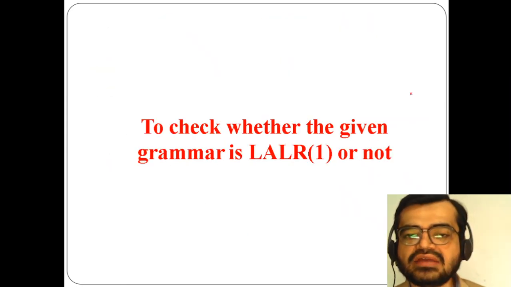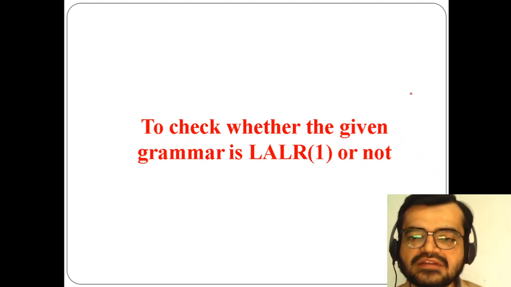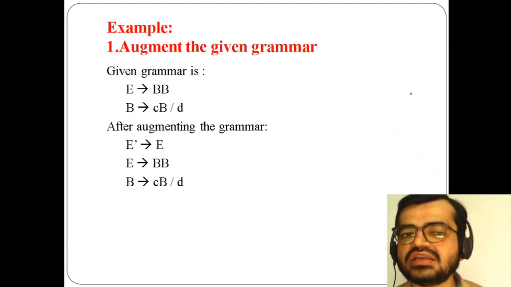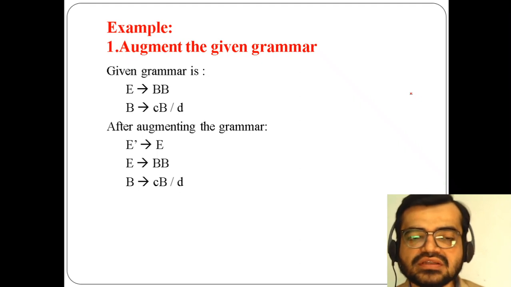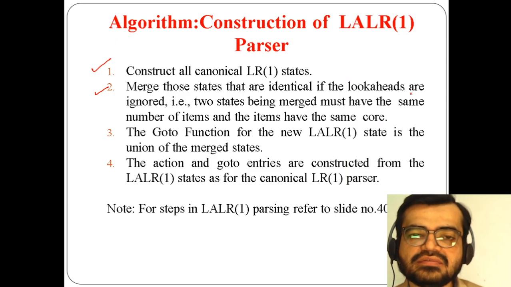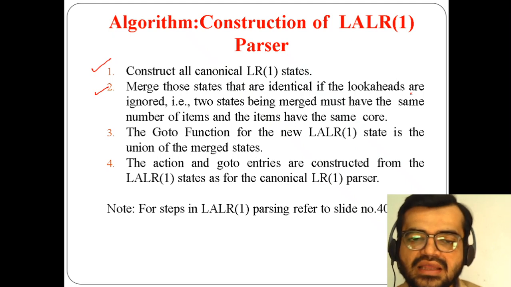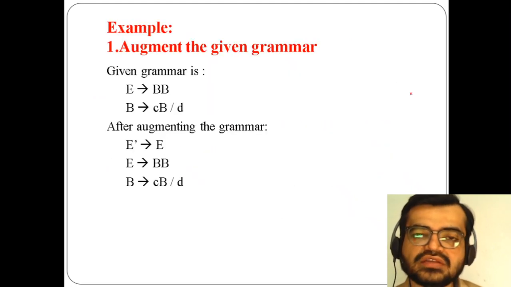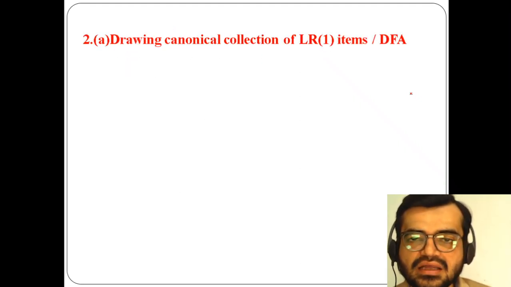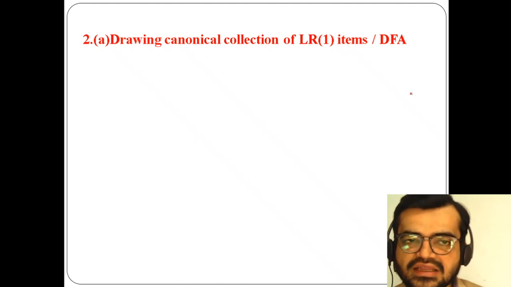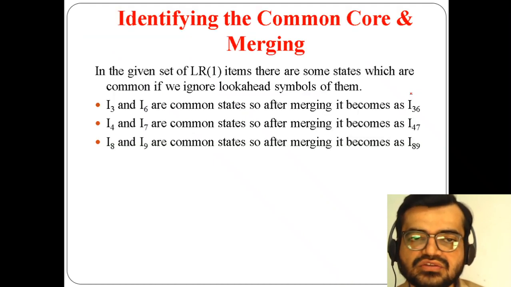So for the given grammar, if I want to check whether it is LALR(1) or not, we need to follow the same steps. For example, I am using the same grammar, because the algorithm says that we first need to construct the canonical LR(1) states. So I'm using the same example for LALR(1) as well, with the same grammar, and here we have augmented the given grammar. Now the same diagram which I took before, I have to take here as well.